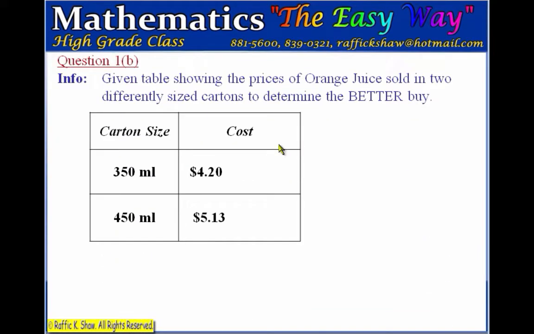Now in part B, we are told that orange juice is sold in 2 differently sized cartons, and we are given the table showing the price. So in this first carton, which is the smaller of the 2 cartons, the volume is 350 milliliters, and that is sold for $4.20. This larger carton contains 450 milliliters, and that one is sold for $5.15. And we're required to determine which of the 2 cartons is the better buy.